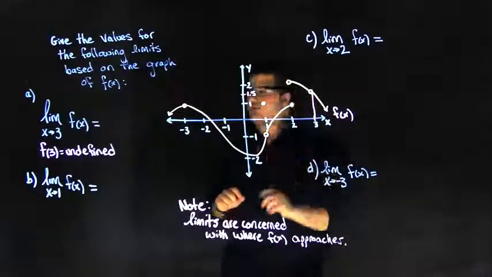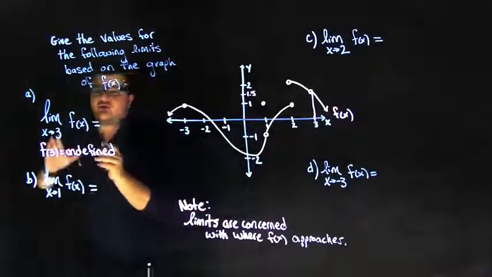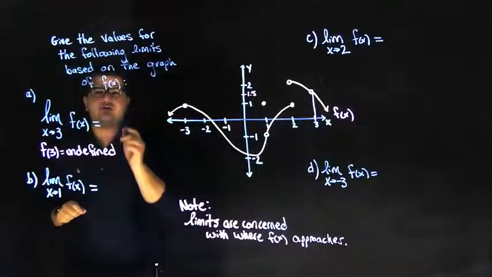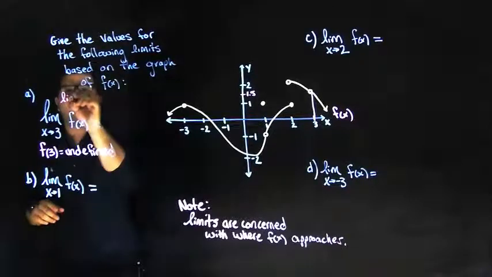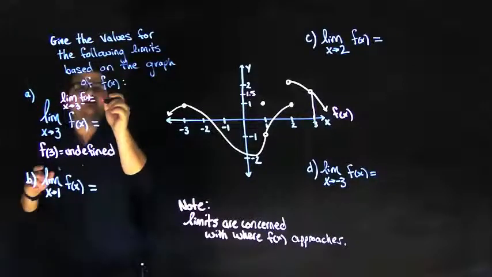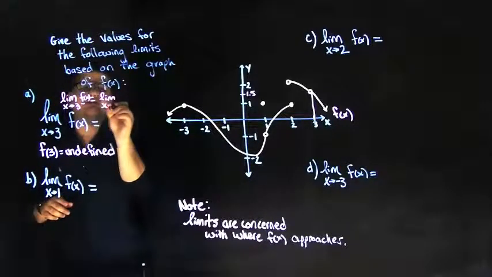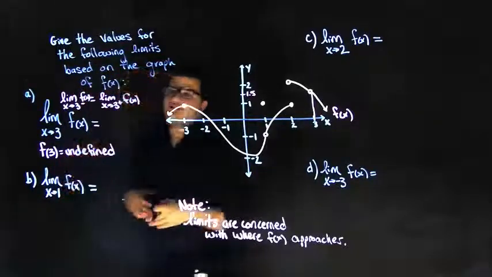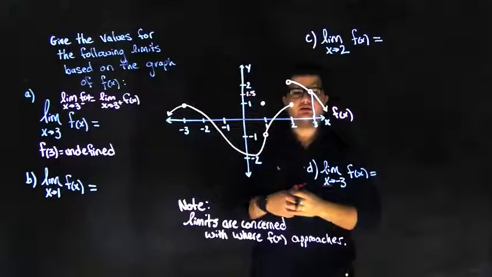So when I'm dealing with 3, recall from that special theorem, the limit as x approaches 3 of f of x is only equal to some value if and only if the limit from the left side of 3 of f of x is equal to the limit from the right side of 3 of f of x. So I have to calculate the limit from the left and the limit from the right.